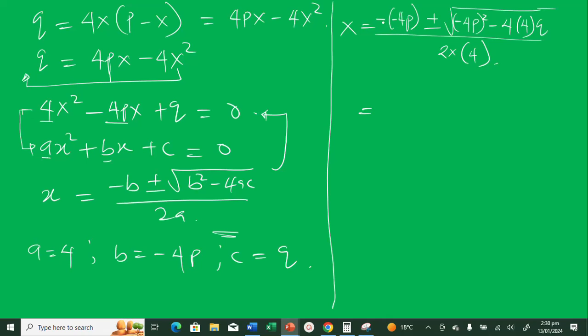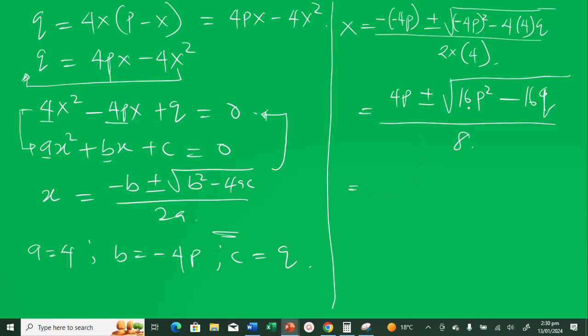So minus times minus is plus. So you have 4p plus or minus the square root of, so the square of minus 4 is 16. The square of p is p squared, minus 4 times 4 will give you 16q, divided by 8.